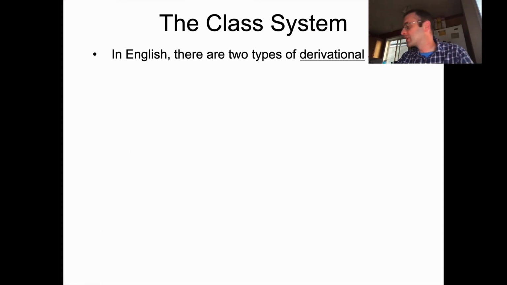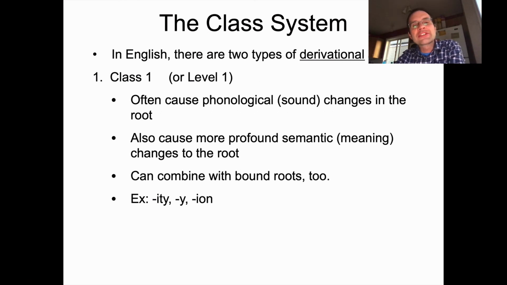Okay, another distinction which I can tune you into, and this one maybe is a little bit fuzzier than inflectional versus derivational, only applies to different types of derivational affixes. I'll show you the basics of how it works. There are what are called class 1 or level 1 derivational affixes, which cause more profound changes in the root when it creates a new word, both at the phonological or sound level and also the semantic or meaning level.